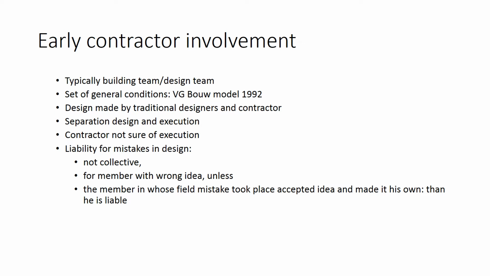Now, a model that is different is, of course, that of the building team. The idea here is that the design is made by a traditional designer and a contractor. So they combine their work, and of course that's the idea of networks. However, the contractor is not sure of execution, and that of course refers to markets, and it has to do with procurement law that we will talk about in the next slide. So procurement law ensures that those contractors that were present and helped in making the design are not sure of execution.